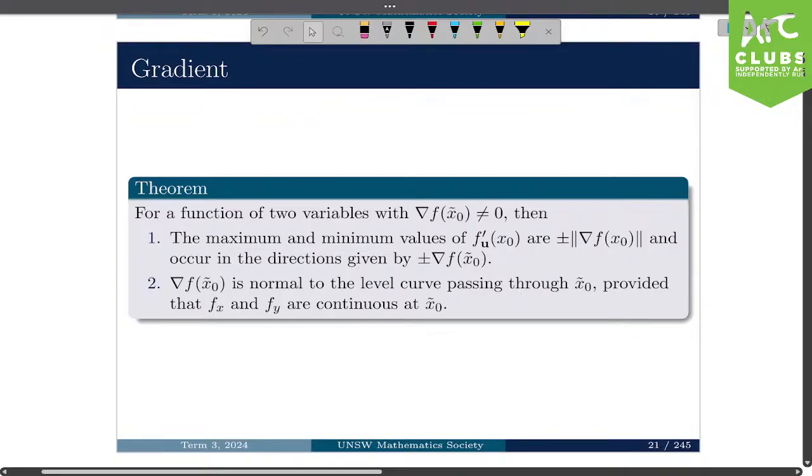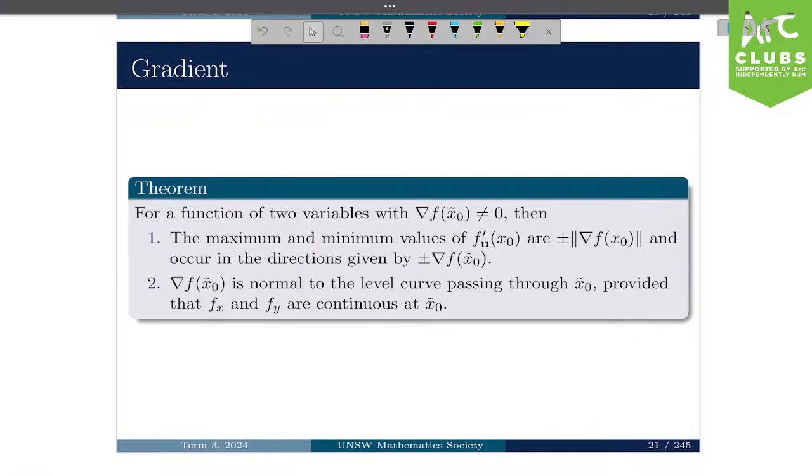Then for a function of two variables with a gradient that's not equal to 0, the maximum and minimum values of the directional derivative at x0 are plus or minus the magnitude of the gradient of the function at the point, and occur in the directions given by that sign. And the gradient is also normal to the level curve passing through x0, provided that f_x and f_y are continuous at that very point.